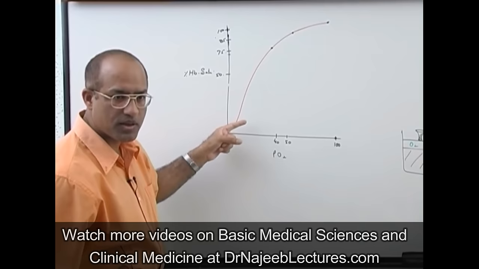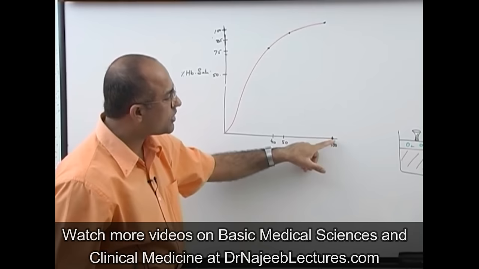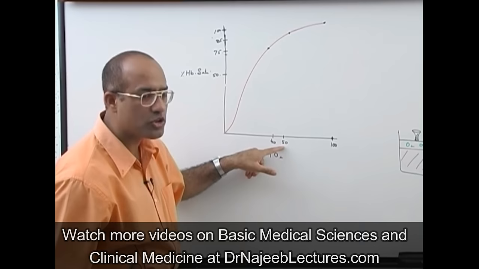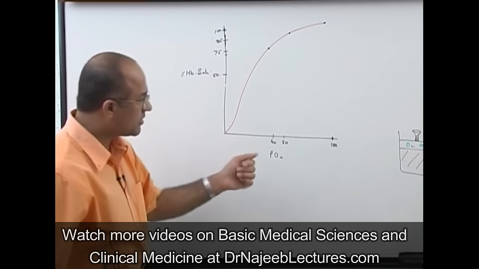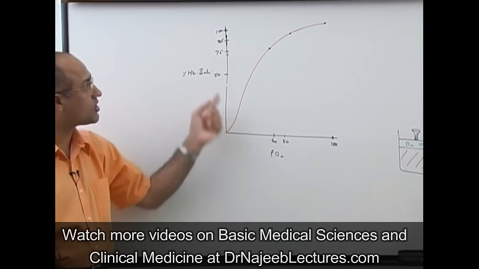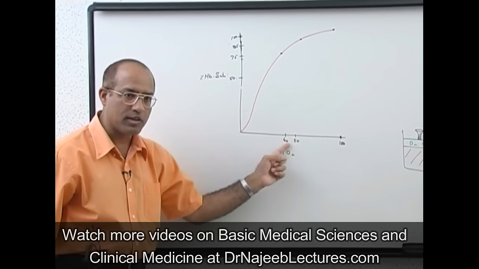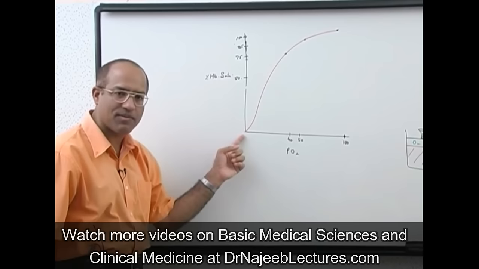When the curve is flat, it means that when you drop the pressure from 100 to 50, only 15% of hemoglobin is dissociated and 85% remains associated or saturated. But when pressure is further dropped from 50 to 0, saturation drops from 85 to 0. It means that when pressures are operating at a high level, hemoglobin loves to hold oxygen, and when pressures are operating at a lower level, hemoglobin loves to deliver oxygen.